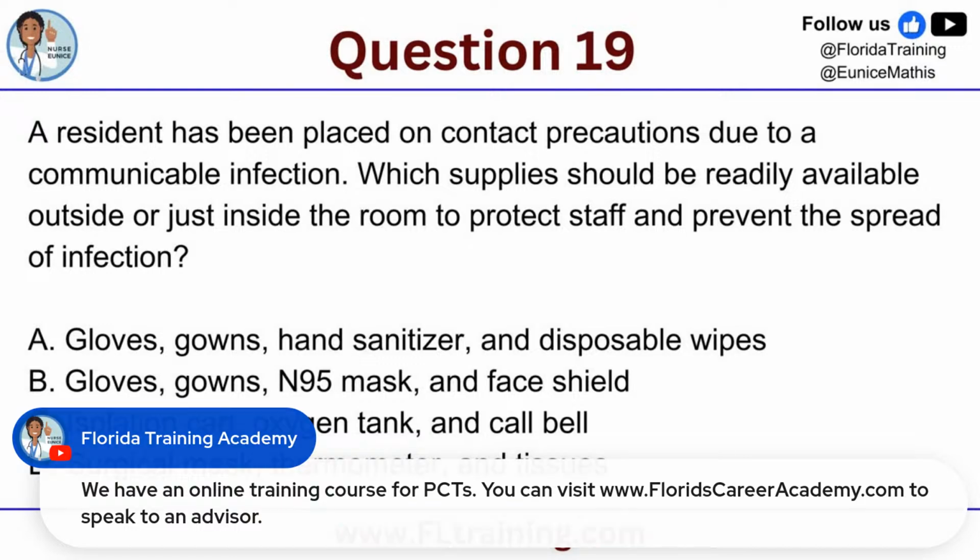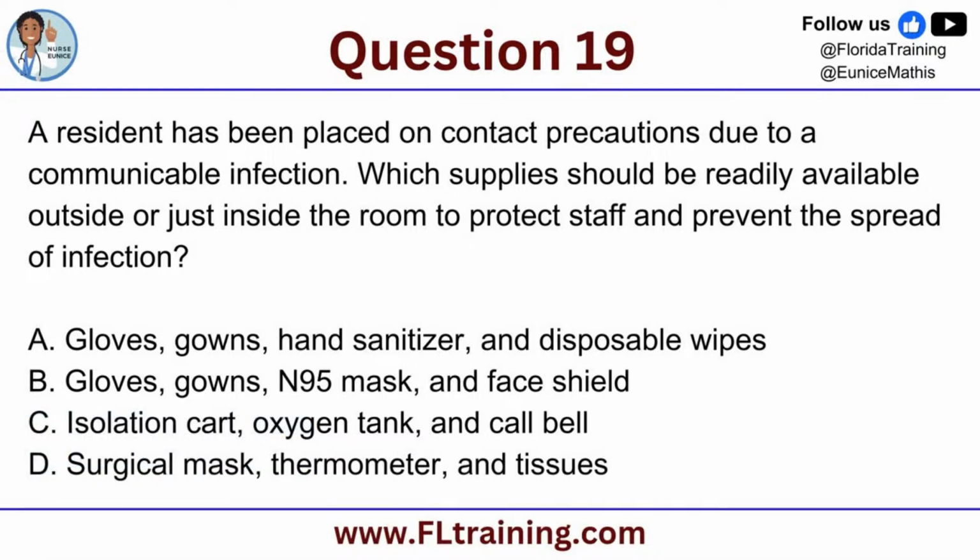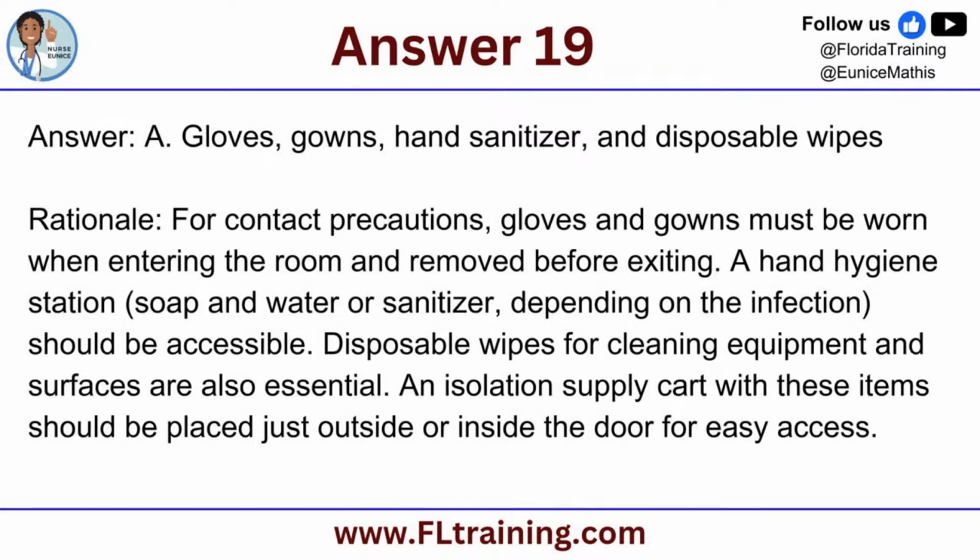All right, you all. Here we go with the correct answer in 3, 2, and 1. The correct answer is A, gown, gloves, hand sanitizer, and disposable wipes. For contact precautions, gown and gloves must be worn when entering the room and removed before exit. A hand hygiene station with soap and water or sanitizer, depending on the infection, should be accessible. Disposable wipes for cleaning equipment and surfaces are also essential. An isolation supply cart with these items should be placed just outside or inside the room for easy access.